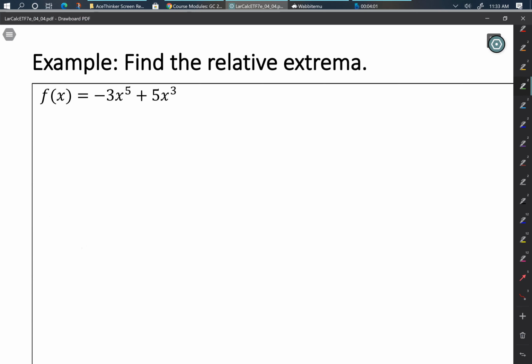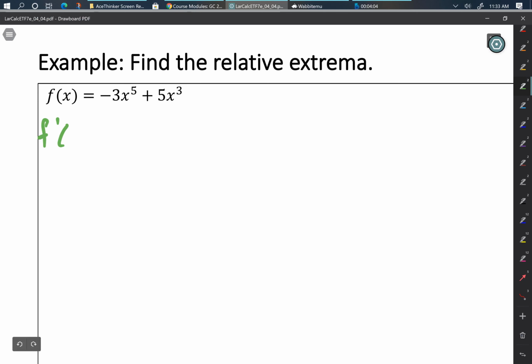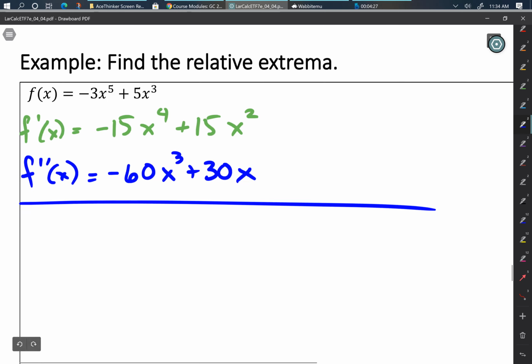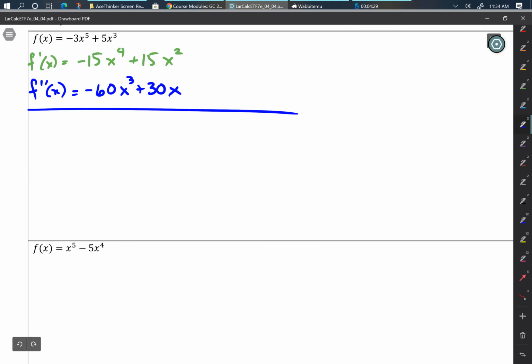All right, since we're going to be working with first and second derivatives, let's go ahead and get those. The first derivative is going to be negative 15x to the 4th plus 15x squared. The second derivative, f double prime of x, is going to be, let's see, 4 times 15 is 60, so negative 60x cubed plus 30x. All right, the first thing that we need is to know when the first derivative is equal to 0.